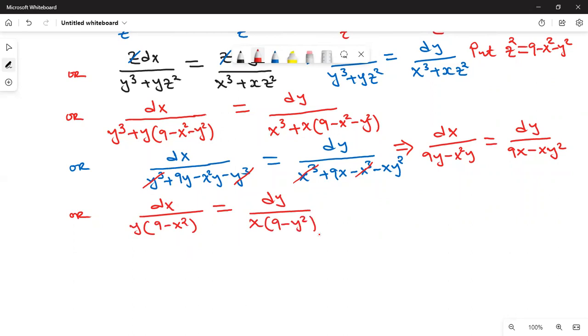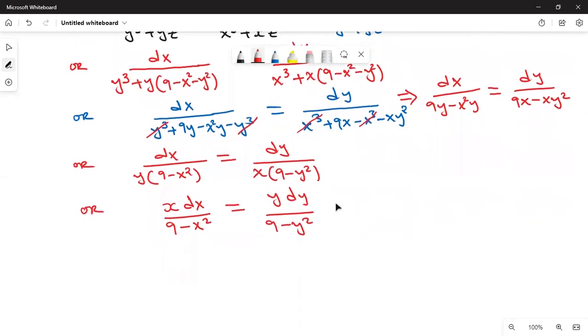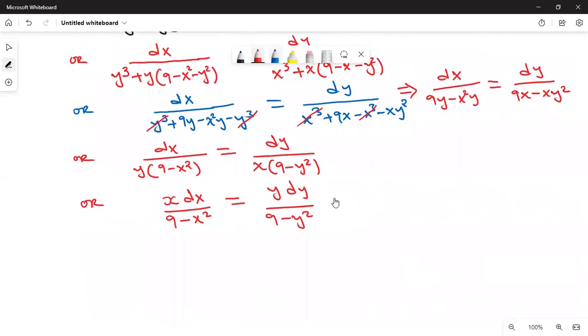Now you can separate the variables: x dx over 9 minus x squared is equal to y dy over 9 minus y squared. This is now a separable ODE, which you can now integrate directly. If I introduce an integral here, another integral here, you're going to use U substitution.